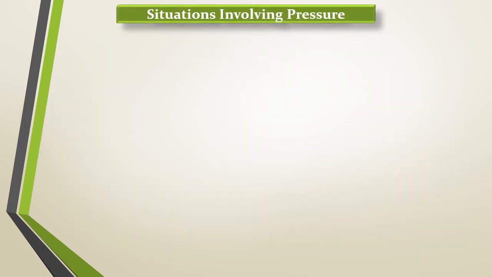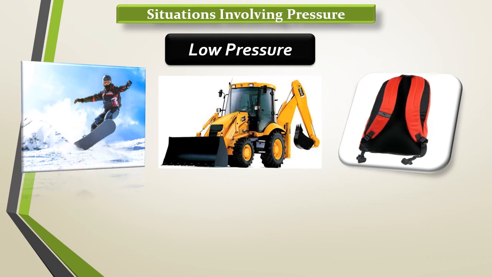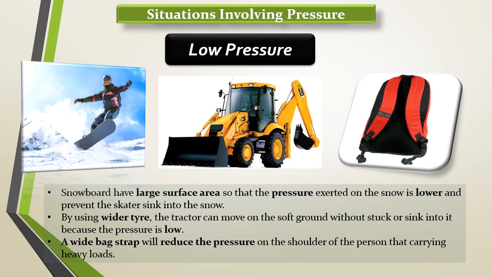So this is the situation involving pressure or application of low pressure. Tekanan rendah. Okay, there are three examples right here, which is the snowboard, the tractor with a big tire or wider tire, and the last one is a bag with wide strap. Okay, so snowboard have large surface area, so that the pressure exerted on the snow is lower and prevent the skater sink into the snow. Okay, the second one, by using wider tire, the tractor can move on the soft ground without stuck or sink into it because the pressure is low.